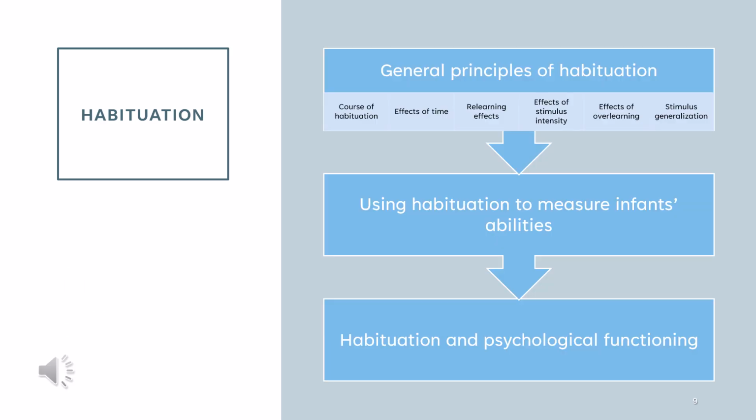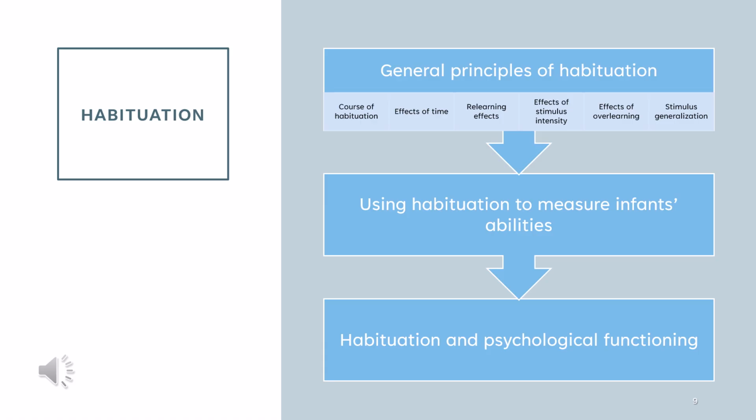There's general principles of habituation. These kind of contrast with sensitization or response increases, and it's set up with neural mechanisms next. And so we see the general principles here. We have the course of habituation, the effects of time, the relearning effects, the effects of the stimulus intensity, effects of overlearning, and then the stimulus generalization. And so using habituation, we have done research that measures infants' abilities. And so habituation can look at psychological functioning as well. We would study both habituation and psychological functioning.